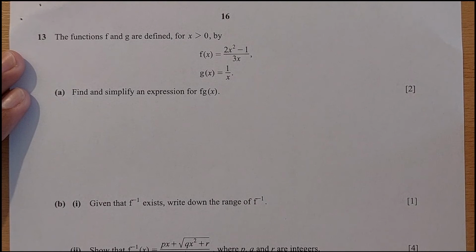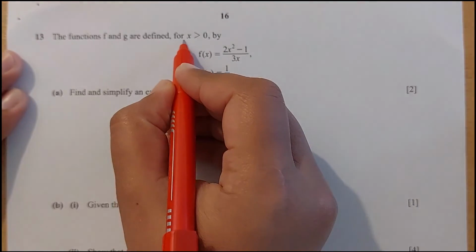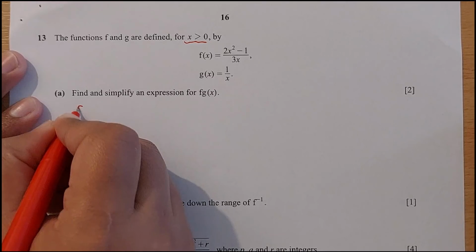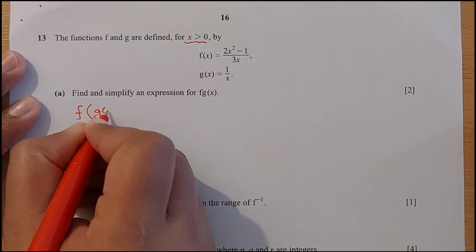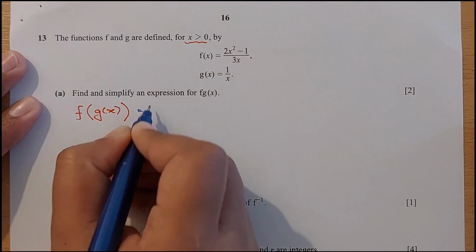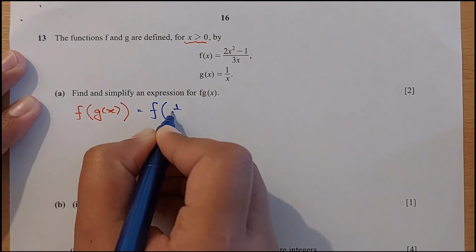Question number 13. The functions f and g are defined for x greater than 0. So we have a restriction on the domain that x value is greater than 0. In part A, find and simplify an expression for f composition g of x. So f of g of x. That is easy, just substitute g of x, f of 1 by x.